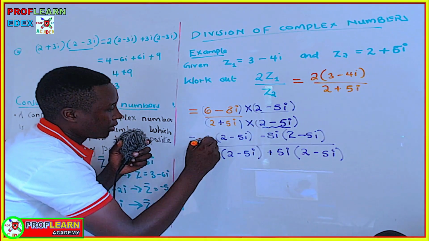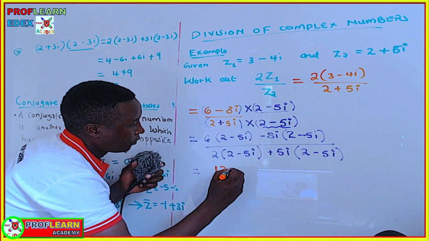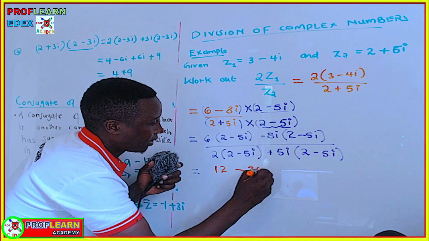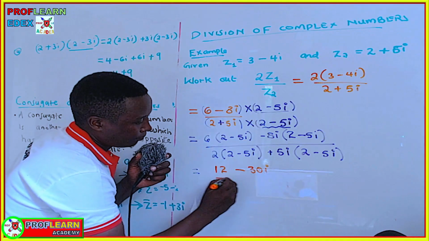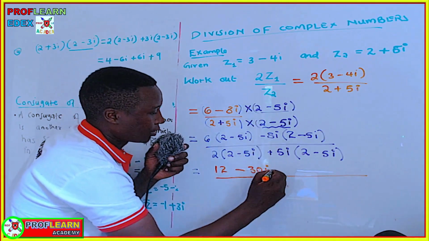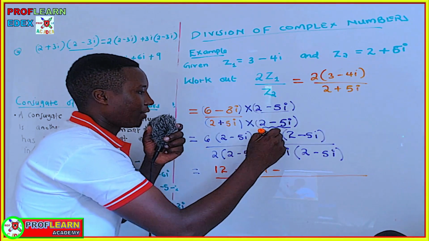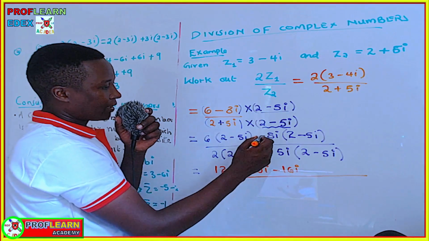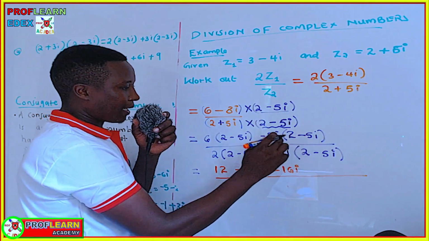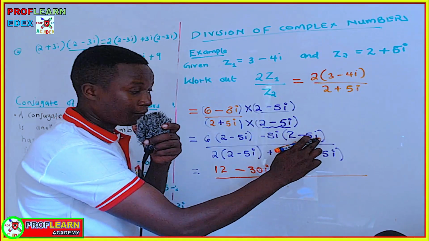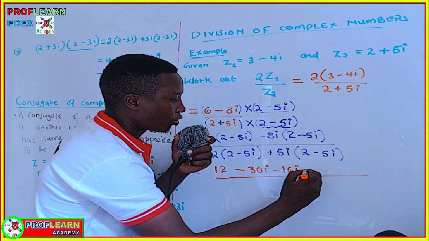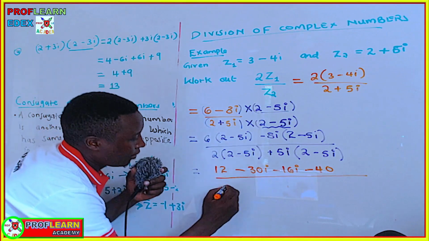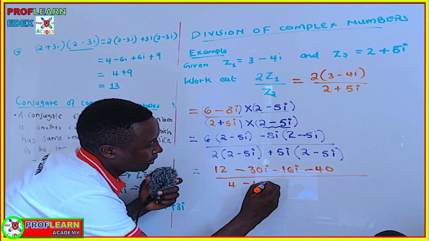And this is going to be 6 times 2, which gives me 12, minus 6 times negative 5i, which gives me negative 30i. And then negative 8i times 2 is going to give me negative 16i. And I have negative times a negative, it will be a positive, but I have i times i, which is negative 1, meaning that the final answer here is going to be minus 40 in that case. Then we have here 4 minus 10i.